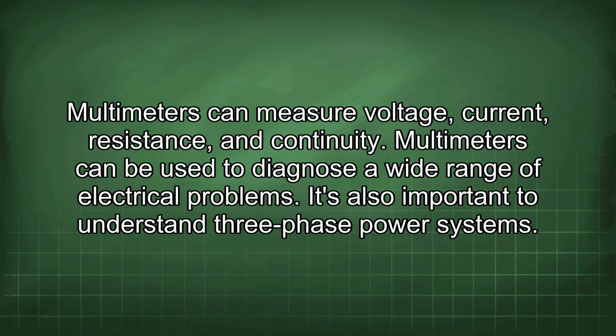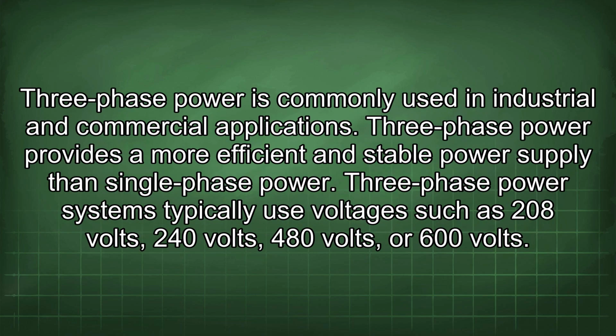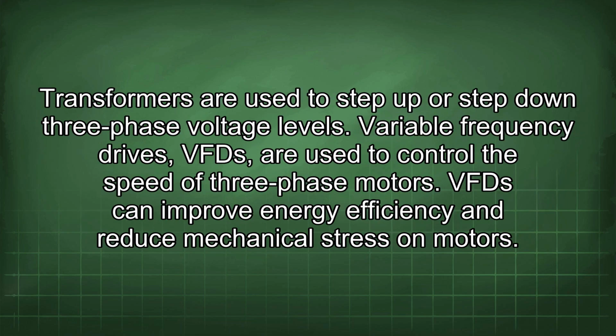It's also important to understand three-phase power systems. Three-phase power is commonly used in industrial and commercial applications. Three-phase power provides a more efficient and stable power supply than single-phase power. Three-phase power systems typically use voltages such as 208 volts, 240 volts, 480 volts, or 600 volts. Transformers are used to step up or step down three-phase voltage levels.